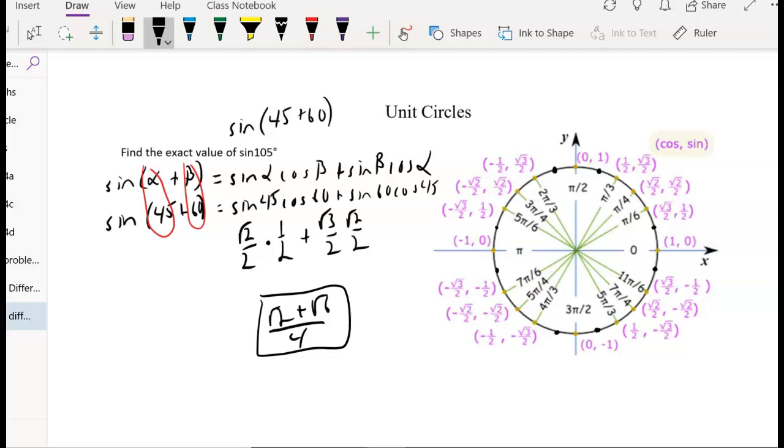So now if we were to put the point in here, it's going to be an ordered pair, and we now know the y-coordinate. It's rad 2 plus rad 6 over 4.